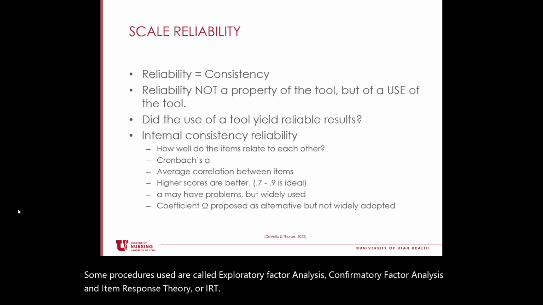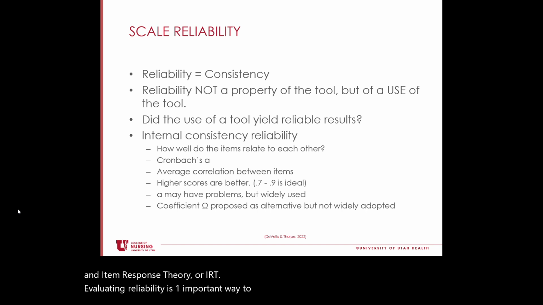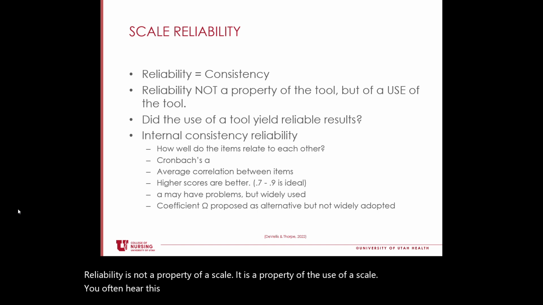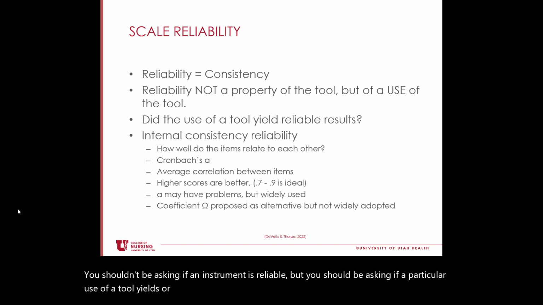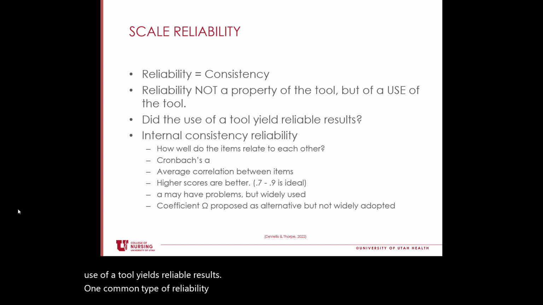Evaluating reliability is one important way to evaluate scales. Reliability in this context means consistency. Reliability is not a property of a scale. It is a property of the use of a scale. You often hear this misstated and written incorrectly. You shouldn't be asking if an instrument is reliable, but you should be asking if a particular use of a tool yields reliable results. One common type of reliability examined for scales is internal consistency reliability.